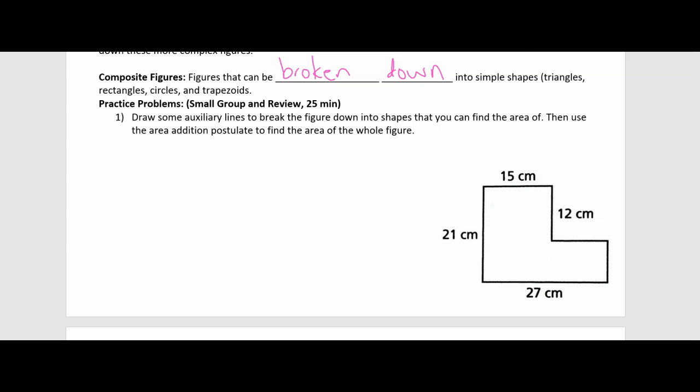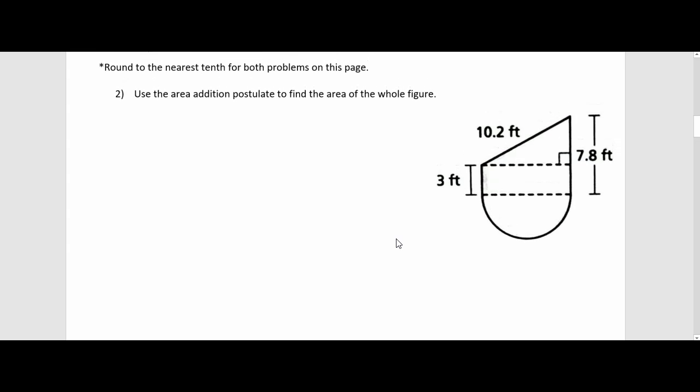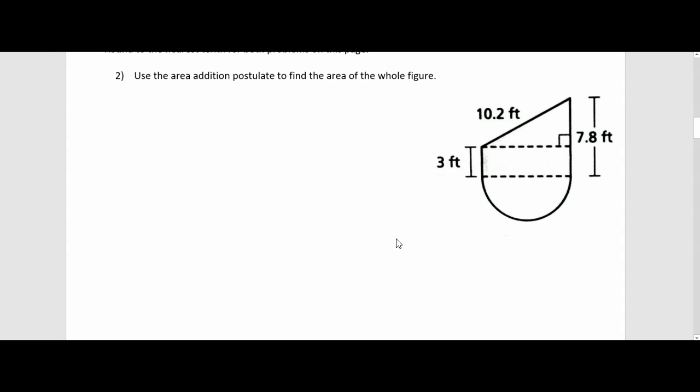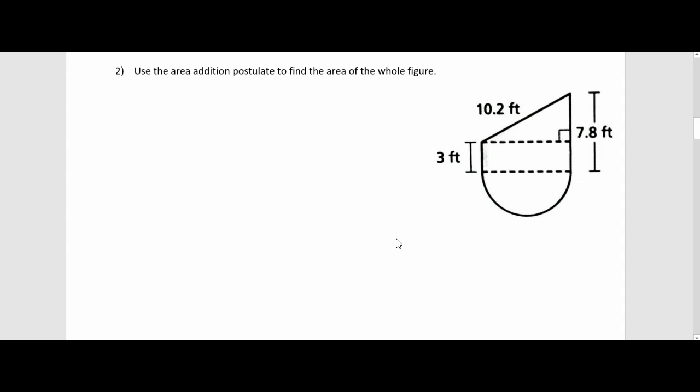Now we're actually going to skip this one, and we're going to go to the first one on the next page. We're going to find the area of this entire figure, and we are going to round to the nearest tenth. I'd encourage you to pause the video, see if you can figure out this total area by breaking the composite figure down into simpler shapes, and then find the area of those and add them all together.